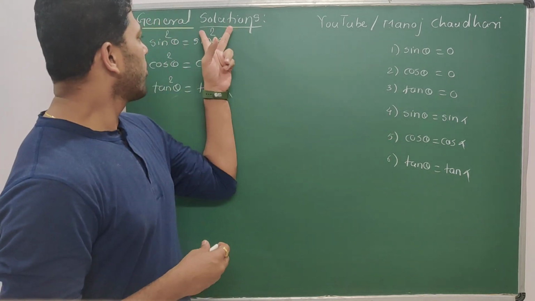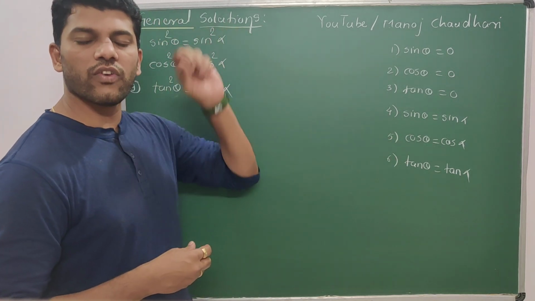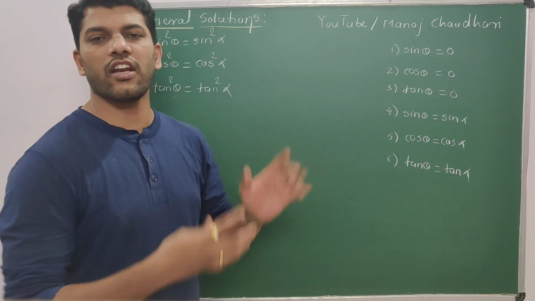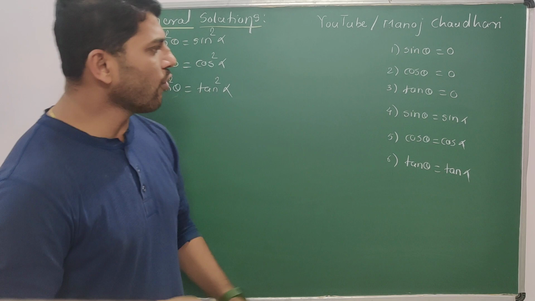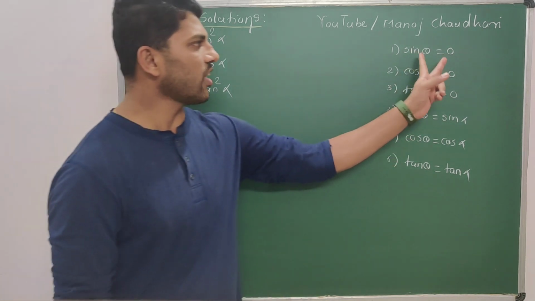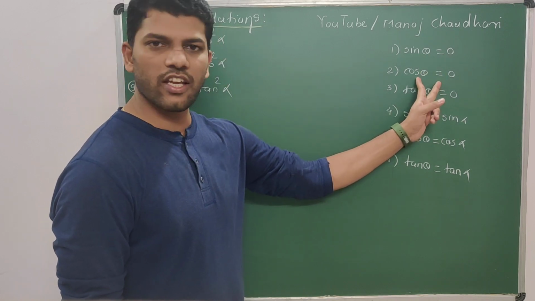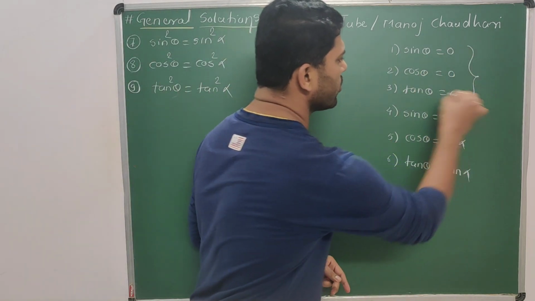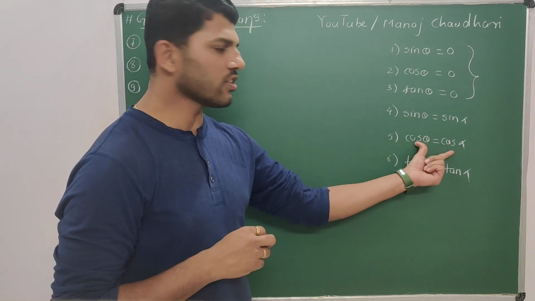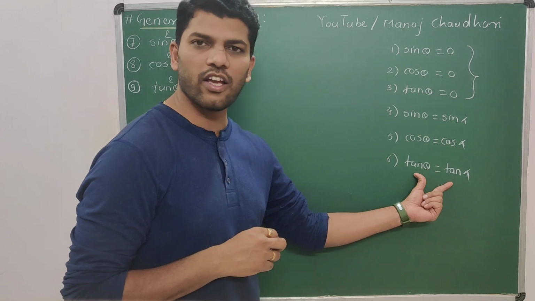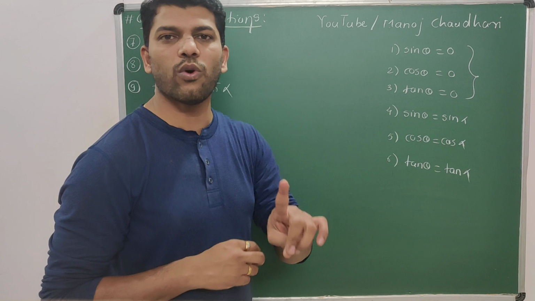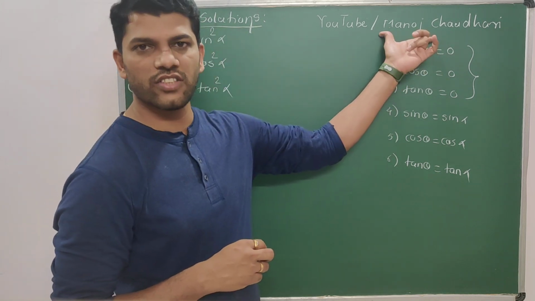So, today's topic of discussion is general solutions. We are trying to find general solutions of trigonometric equations and there are total 10 cases, out of which we already covered 6 cases in my previous videos. Sin theta equal to 0, cos theta equal to 0 and tan theta equal to 0 in previous one video. Sin theta equal to sin alpha, cos theta equal to cos alpha and tan theta equal to tan alpha, separate videos with example for this. Please watch my previous videos on this channel.